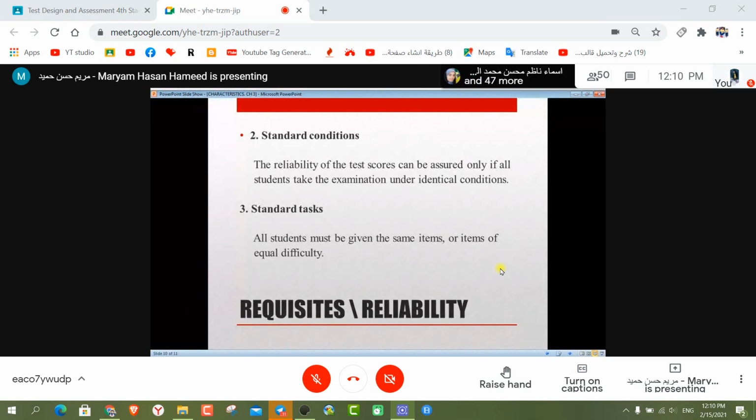If I have 2 groups, the test or the exam must be identical. Okay, the same difficulty for these 2 groups, even with the same group or within the one group. For example, group A also must be given the same items.